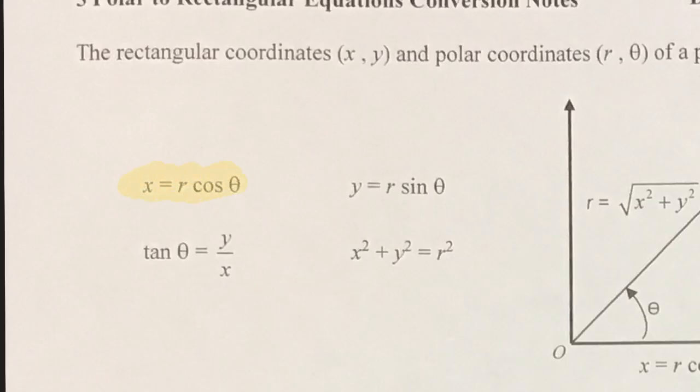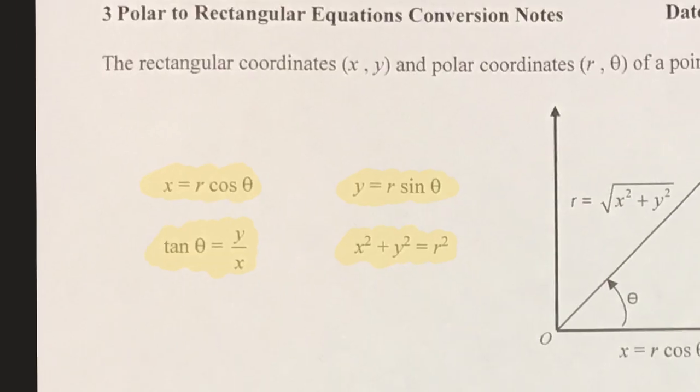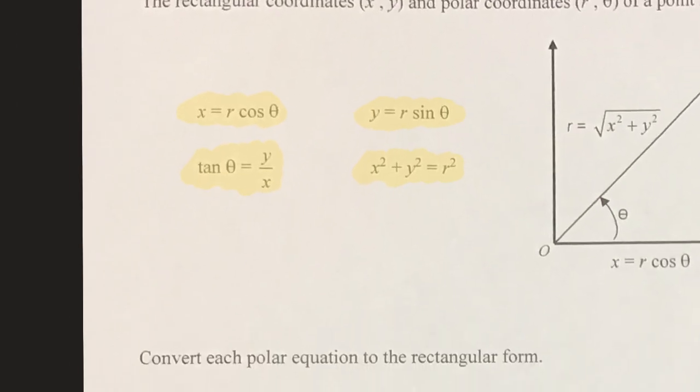X is r times the cosine of theta. Y equals r times the sine of theta. The tangent of our angle is y over x, right? The opposite over the adjacent. And then we have your Pythagorean theorem, x squared plus y squared equals r squared. Okay, so that's what we're going to be trying to create. And in each of these problems we're going to create something that looks like one of those four.